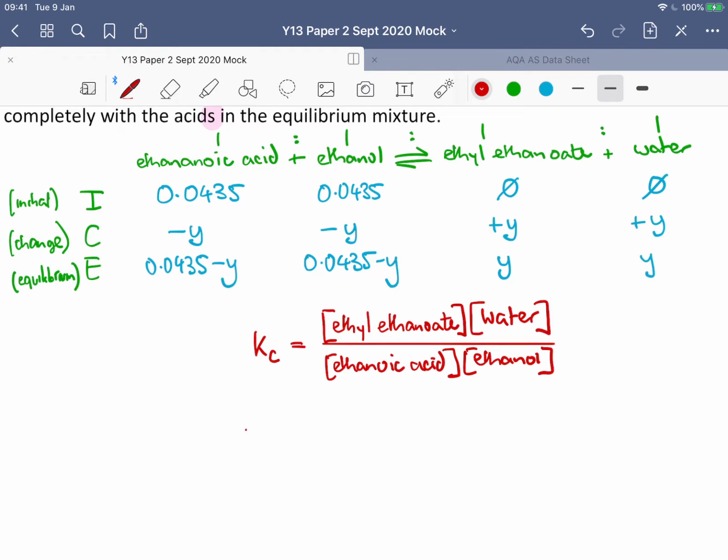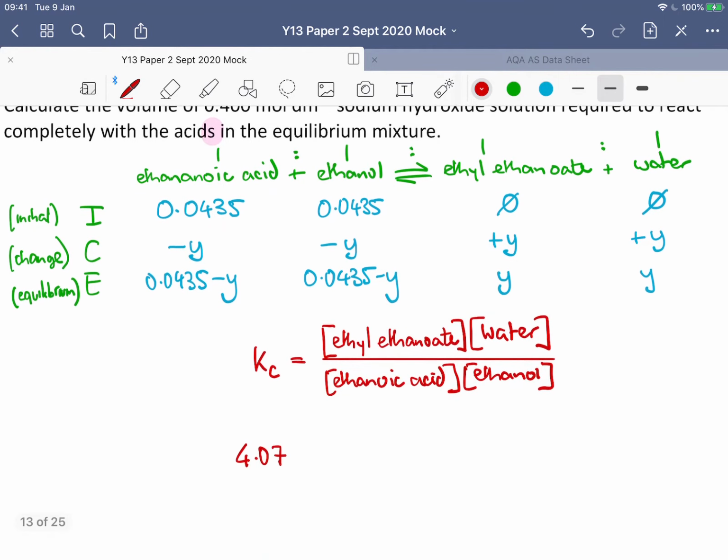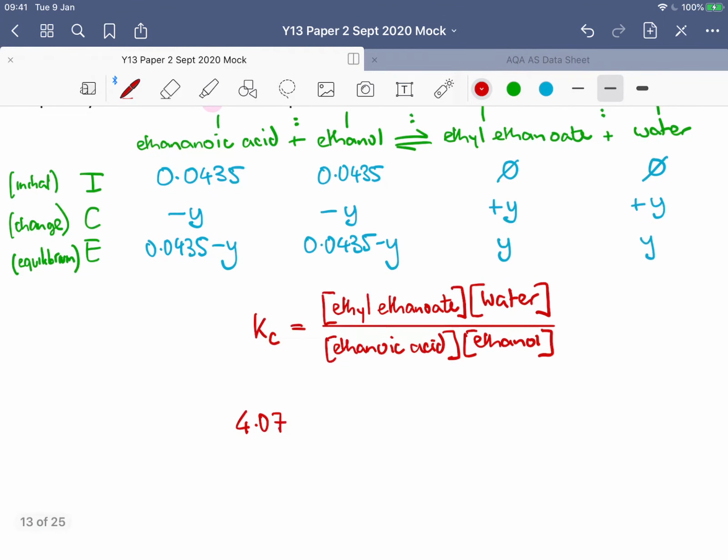So Kc is 4.07. Just check that, yeah. So Kc is 4.07. And then that equals Y times Y over 0.0435 minus Y again.